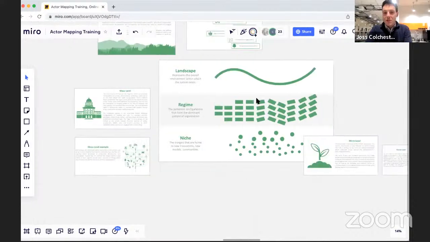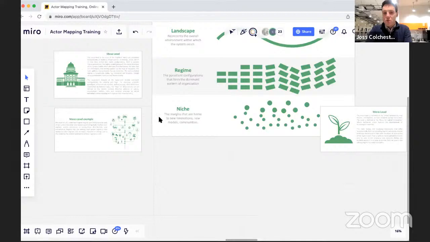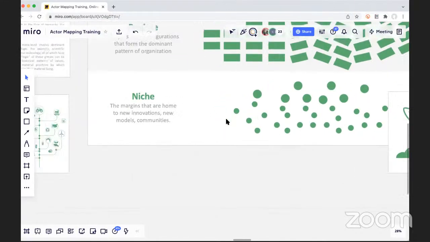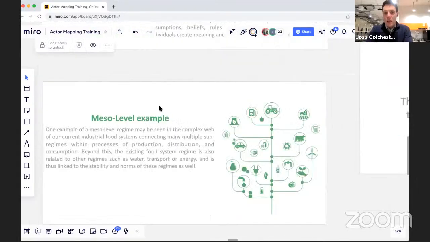Okay, and then down on the micro level, sorry, the micro level is the home to the new innovations and the new ways of doing things. So, one example of the meso level, sorry, this is going back to the meso level.